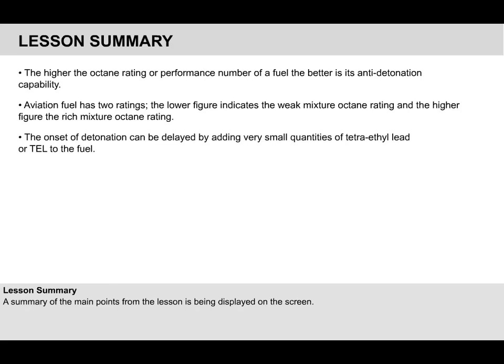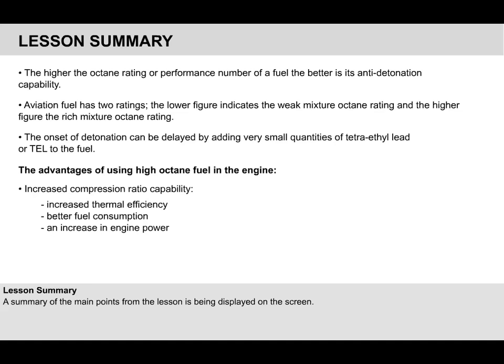The onset of detonation can be delayed by adding very small quantities of tetraethyl lead or TEL to the fuel. The advantages of using high-octane fuel in the engine are an increased compression ratio capability leading to increased thermal efficiency, better fuel consumption, and an increase in engine power. An increased induction pressure can be used, which will produce a greatly increased power output.